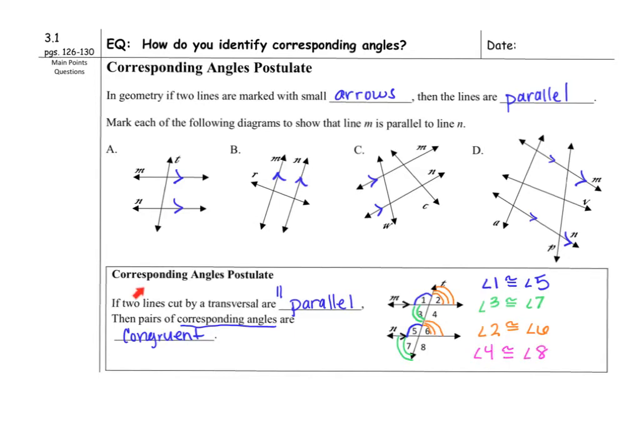So notice that the corresponding angles postulate is written as a conditional statement. So if two lines cut by a transversal are parallel, then the pairs of corresponding angles are congruent. So this is given that the lines are parallel. So if we know the lines are parallel, then we know the corresponding angles are going to be congruent.